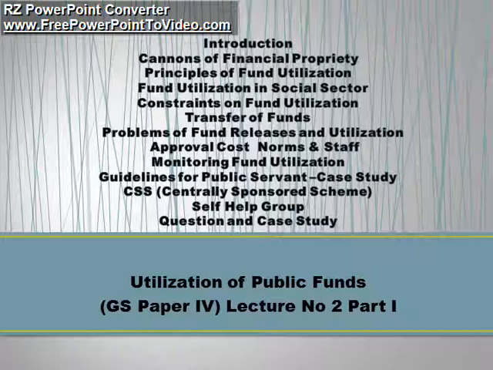First, waste or fraud in the use of public funds. Second, misuse of funds. Third, underutilization of funds. Fourth, non-utilization of funds. Fifth, full utilization of funds with leakages.